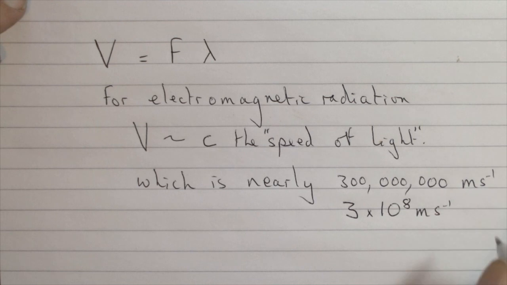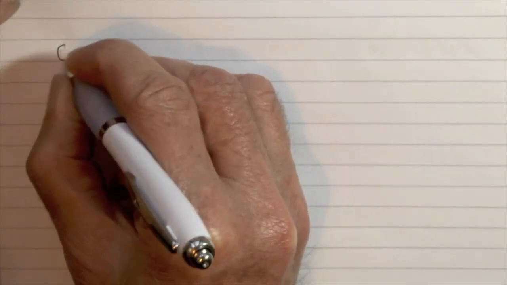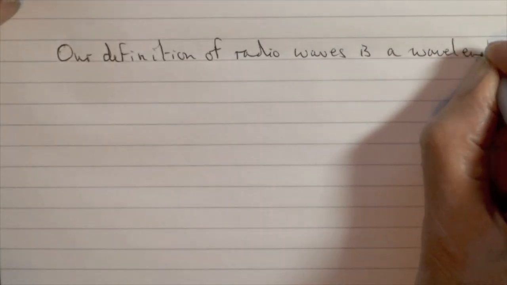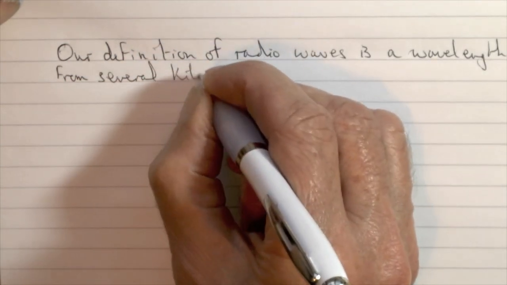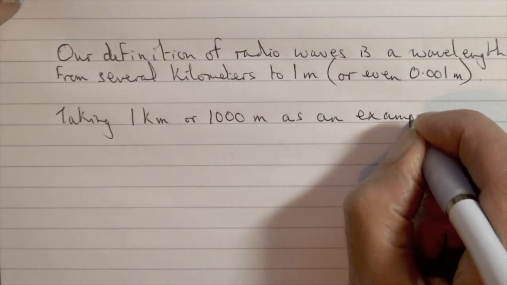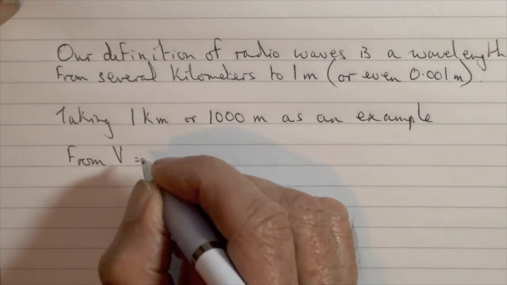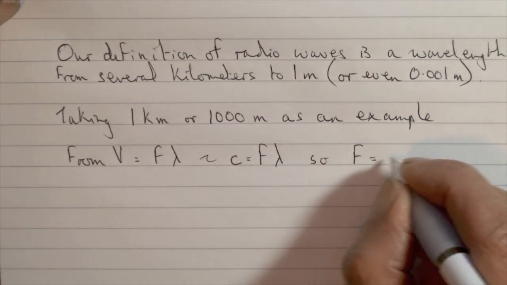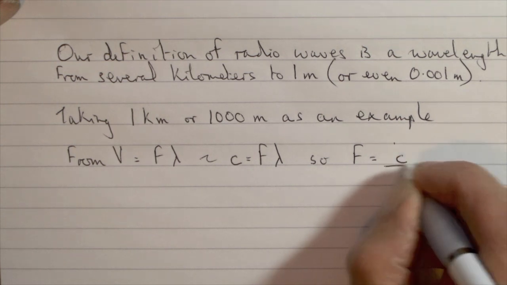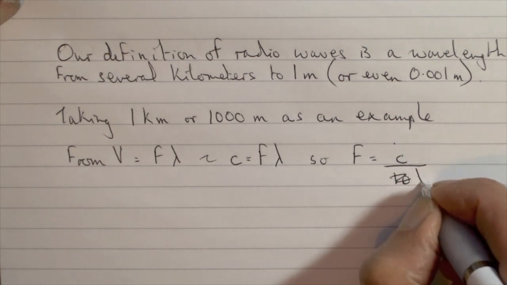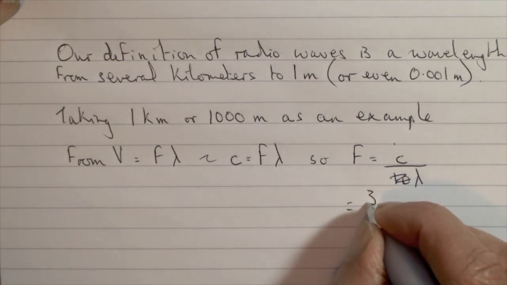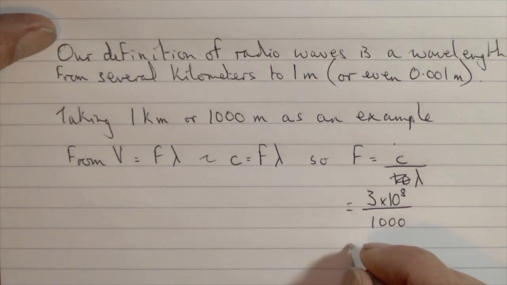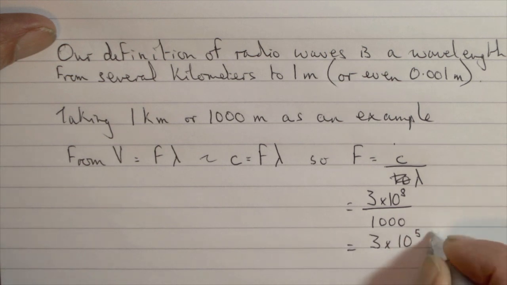So if we run through a couple of examples, let's start with radio waves. Now we define those as a group of waves running from several kilometers long down to as little as a meter, perhaps even less. But if we take 1 kilometer or 1,000 meters as an example, then from v equals f lambda, the speed is c, remember the speed of light, so c equals f lambda. Rearranging that, we have frequency equals speed over wavelength. That's 3 times 10 to the 8 divided by 1,000, which gives us 3 times 10 to the 5 hertz.